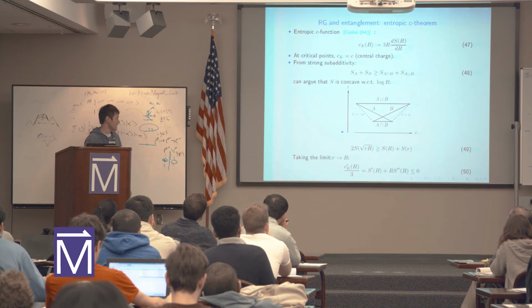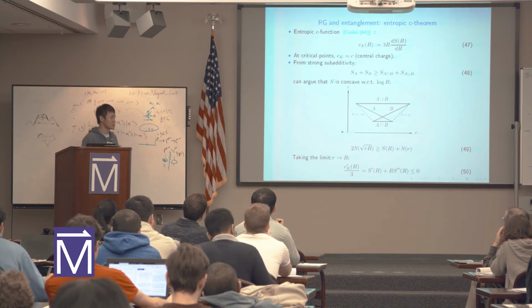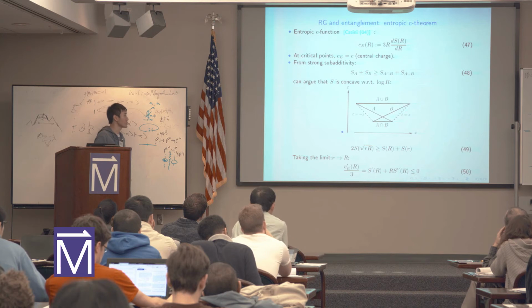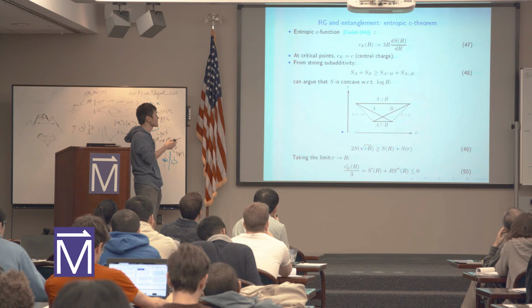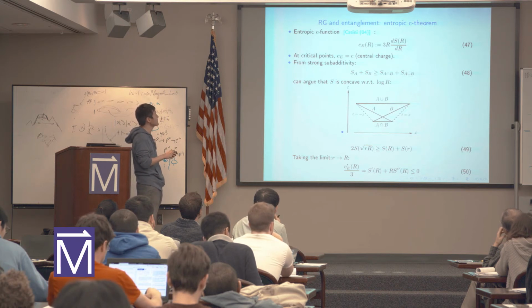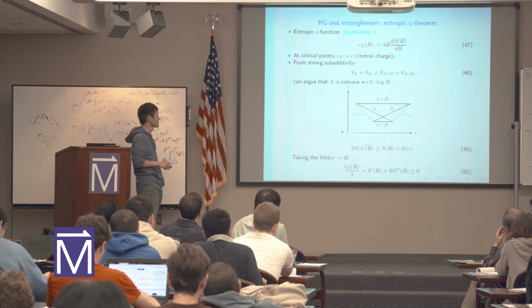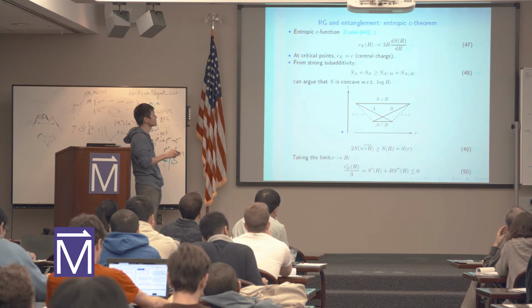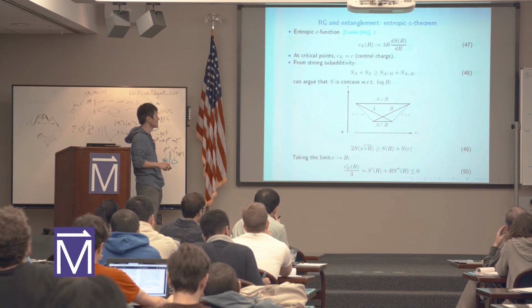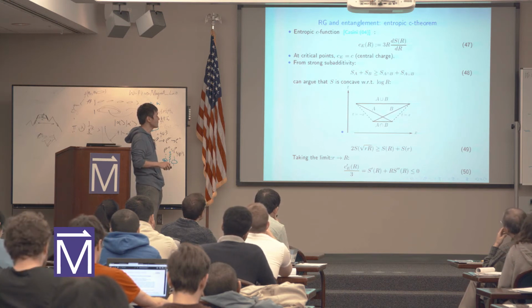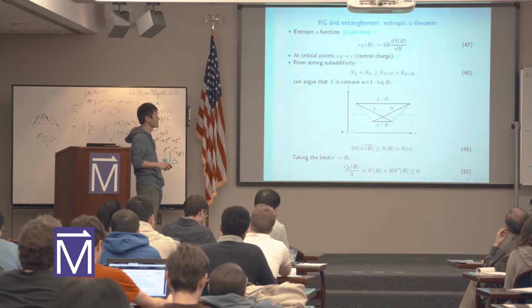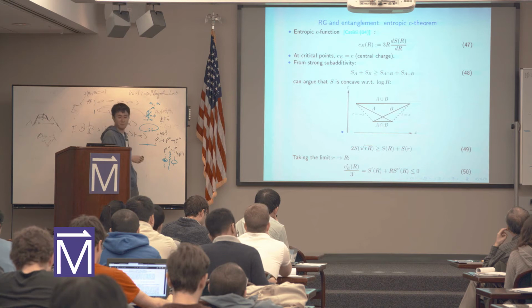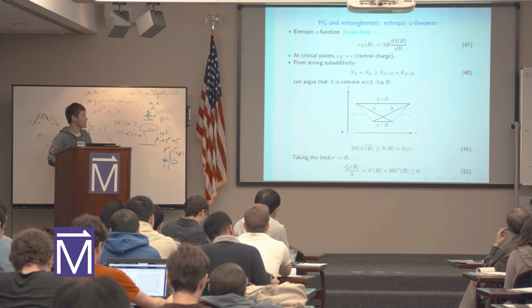But the holographic C function monotonically decreases under the renormalization group flow. Can we say something like that? So yes, there's a similar property for this entropic C function, which also monotonically decreases. This prime is the derivative with respect to R. You can show that the derivative of the entropic C function with respect to the size of the subsystem is always negative. Okay, so that's the monotonicity property of the entropic C function.